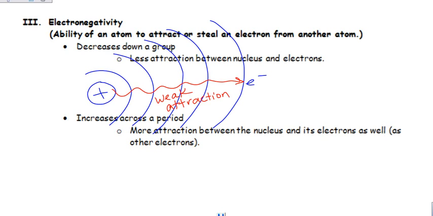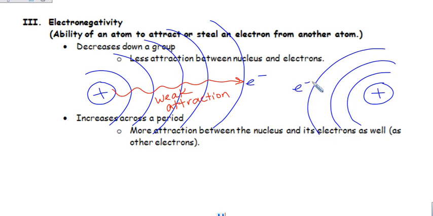Okay, so now let's add a neighboring atom. Here's his little nucleus. He's a moderately sized atom. There's his electron. If this attraction is weak to start with, the likelihood of this big atom attracting another electron is probably pretty slim. The attractive force is just not strong enough. So going down a group, the big atoms, they're like gentle giants. They're not going to steal your electrons. There's just not enough attraction.